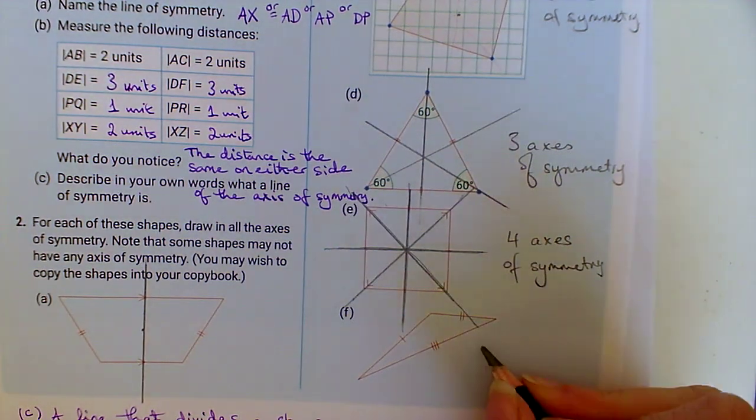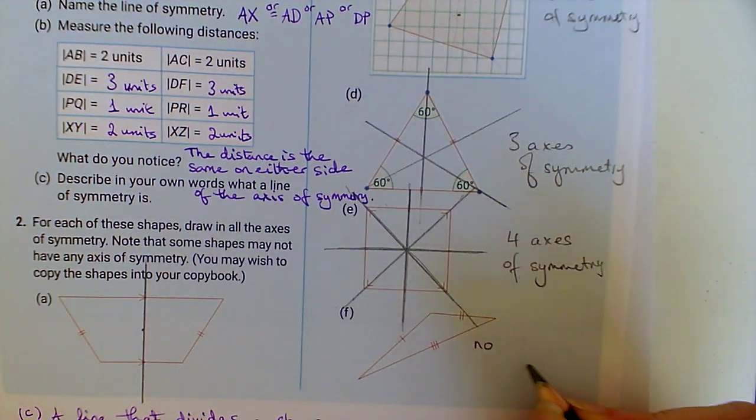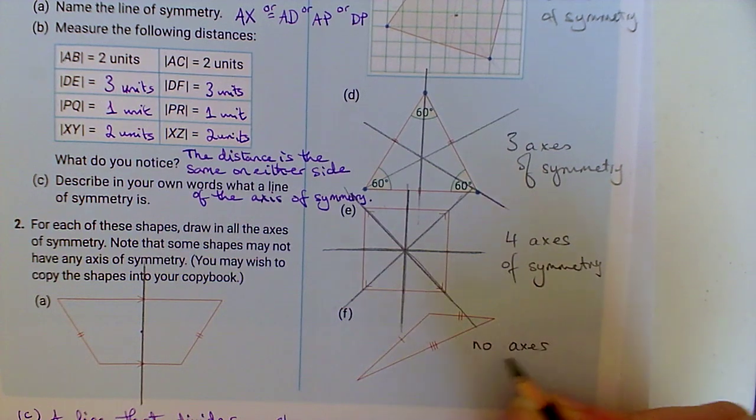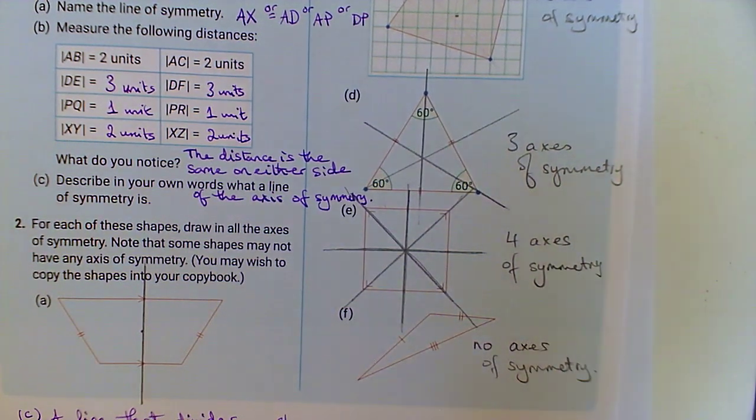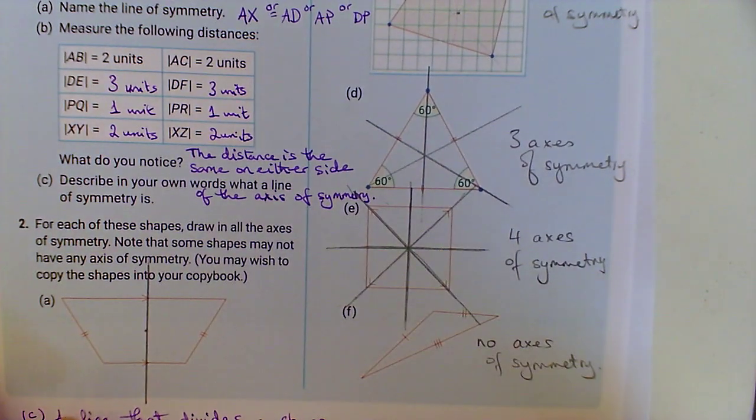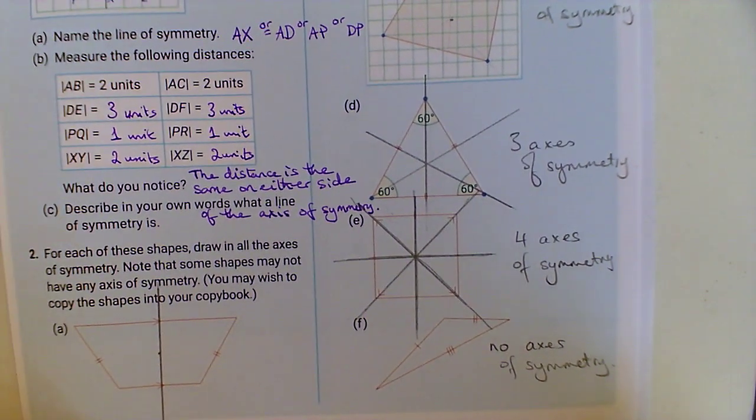This is a scalene triangle, and we know, because we can just learn this off, that this has no axes of symmetry. We saw that yesterday when we were learning about axes of symmetry. Scalene triangles don't have an axis of symmetry.